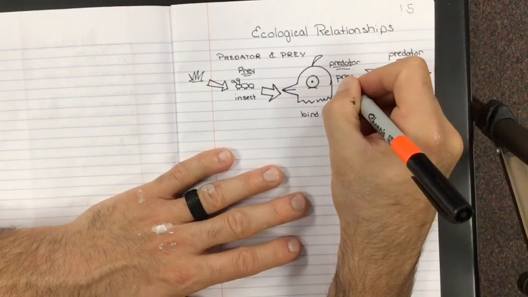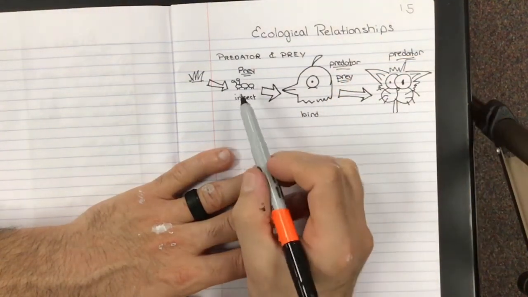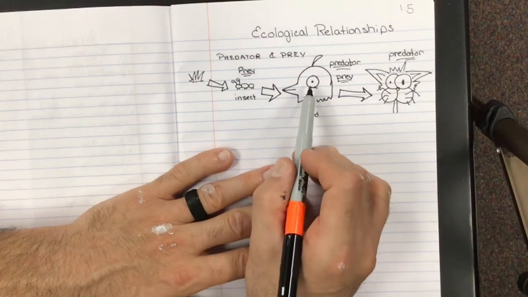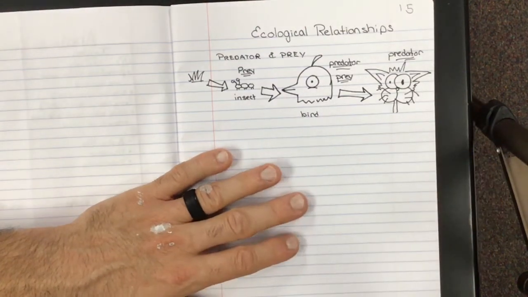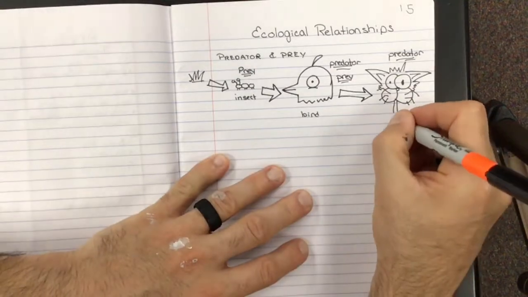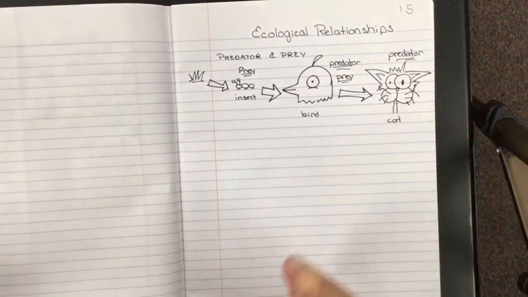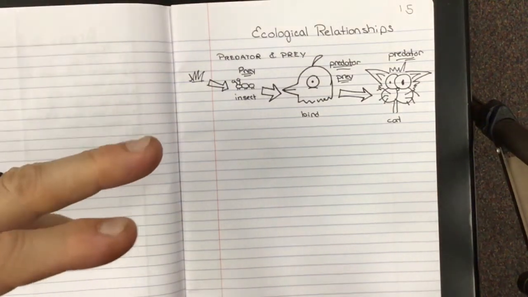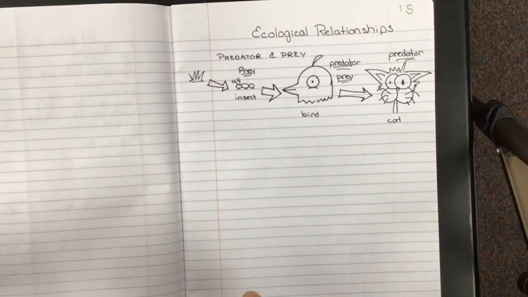So in this situation, we have a prey who's being eaten by the predator, the bird, but the bird can also be a prey who's eaten by the predator, the cat. So some organisms out there can both be predator and prey. Now, this is not a negative relationship. This is a relationship that keeps populations steady. And it's a relationship that goes in a cycle, all right?